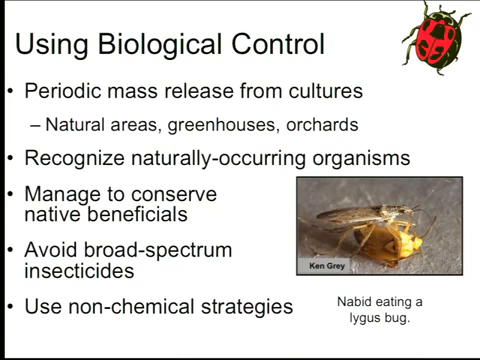Another tactic is biological control. Periodic mass releases from cultures. You can actually buy the beneficials and release them. But as I said, the best thing is to provide the environment so that the beneficials stay in the field. So you have to recognize the naturally occurring organisms that are present in the field so that you can encourage them. You have to conserve them. And obviously, you have to avoid any chemicals, including botanicals, that could otherwise eliminate them. Next.